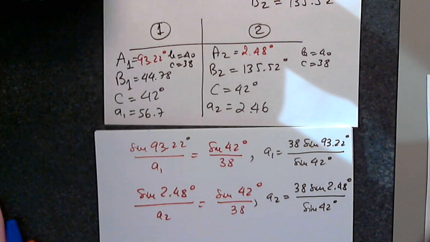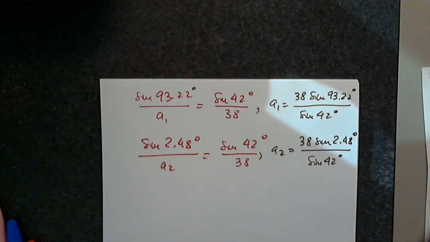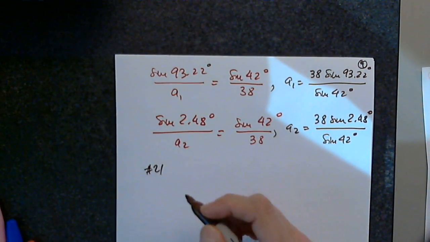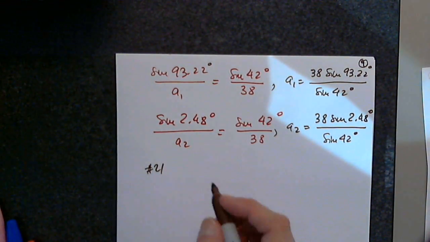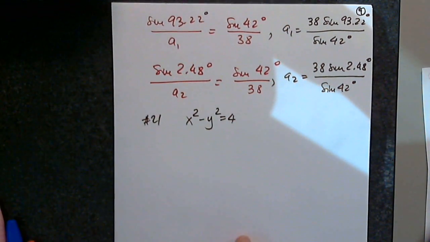How would you graph 21? x squared minus y squared equals 4. That's a circle. The circle cannot have a minus. There is only one out of the 4 conic sections that has a minus.